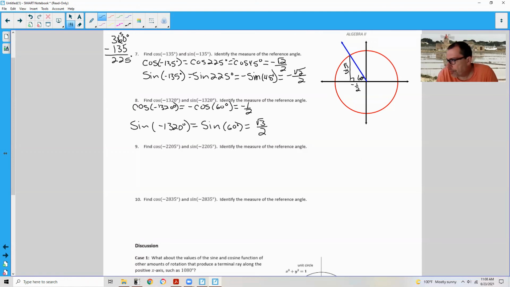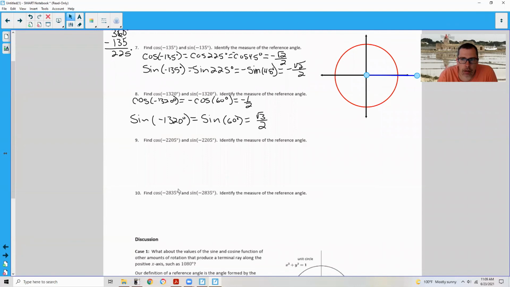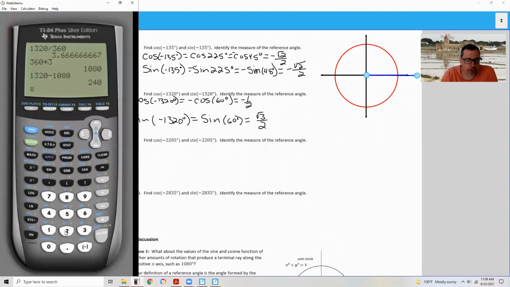Okay, number 9. It says to find the cosine of negative 2,205 degrees. So get my calculator. And I'm not going to worry about the negative right now. 2205 divided by 360. That will give me the full rotations of 6. Okay? Well, 0.125 is an eighth. So what's an eighth of 360? We can do it that way. But I'm going to do it this way.